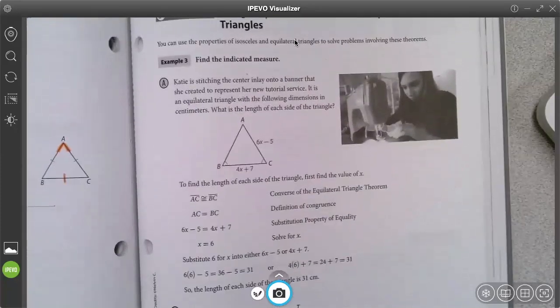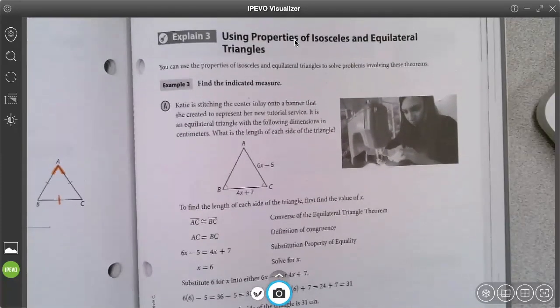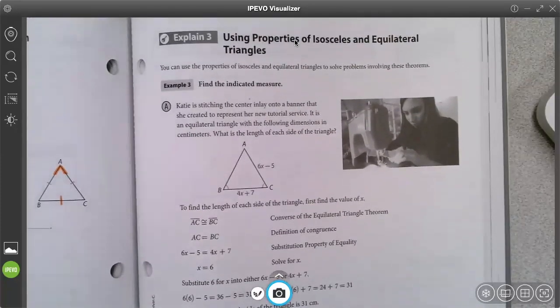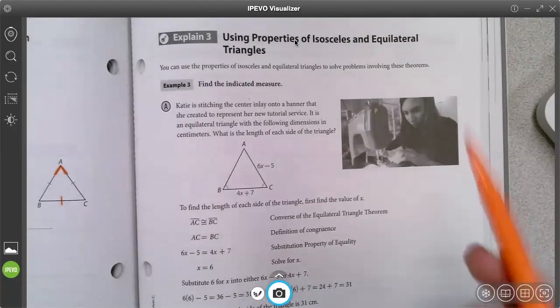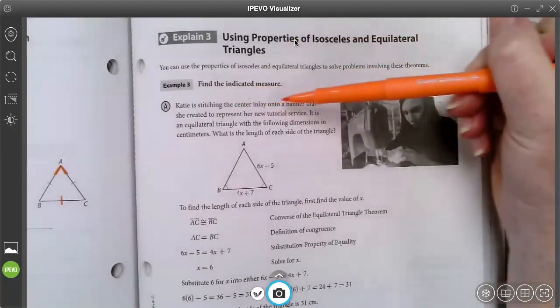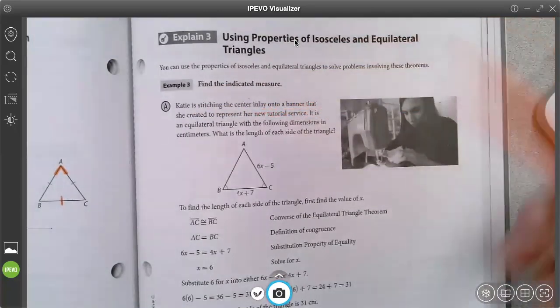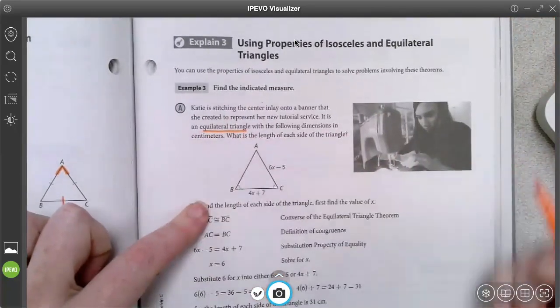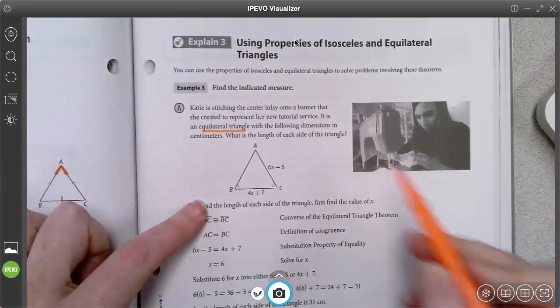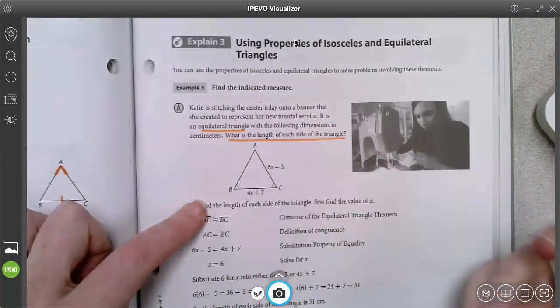Slide across the page to page 331, and let's look at some examples of properties of isosceles and equilateral triangles. We're going to put some numbers with it, and hopefully this will help us make a little more sense out of these properties. It says Katie is stitching the center inlay onto a banner that she created to represent her new tutorial service. It is an equilateral triangle with the following dimensions in centimeters. What is the length of each side of the triangle?